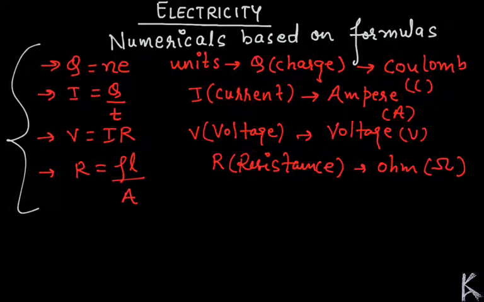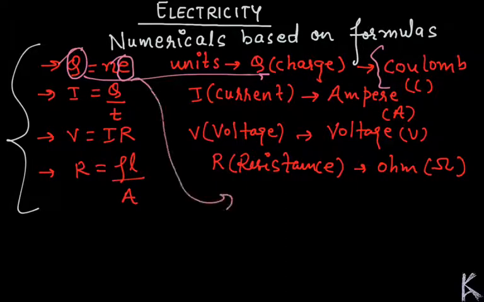Q is equal to Ne means Q here is charge, where its unit is coulomb. N is the number of charges, or the number of electrons, and e is the charge on the electron, which is minus 1.6 into 10 power minus 19 coulomb.